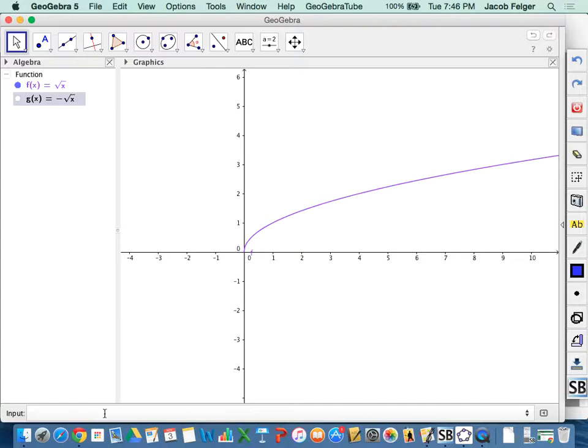In a parabola, if I were to put one of those in here, it is x squared. It's just rotated 90 degrees. Kind of cool, huh?